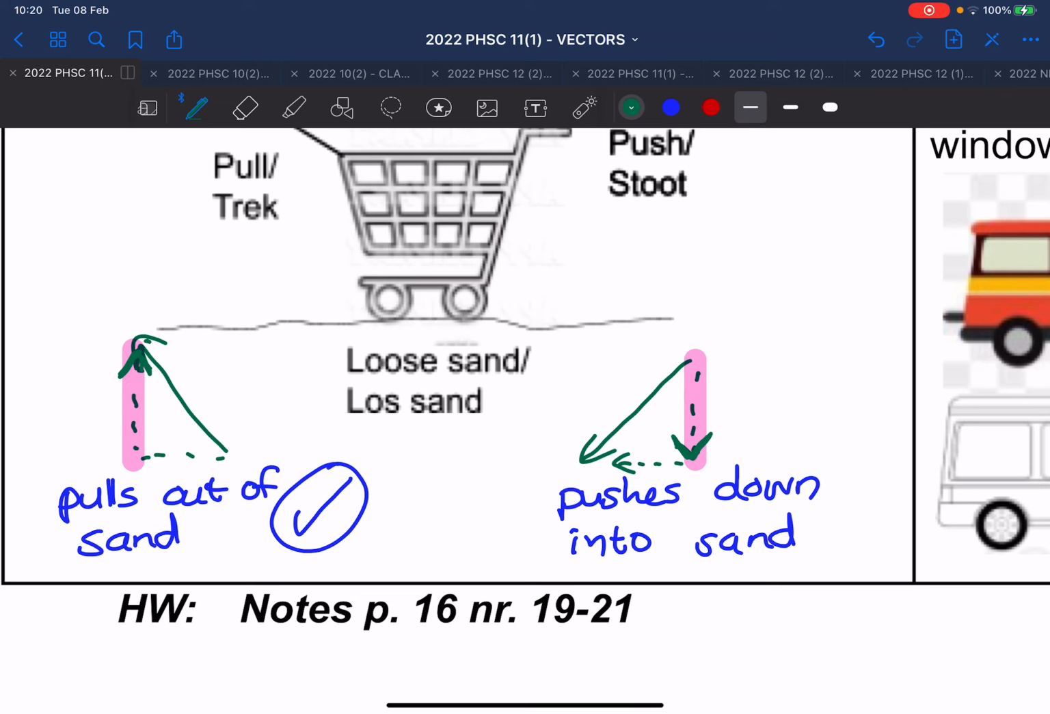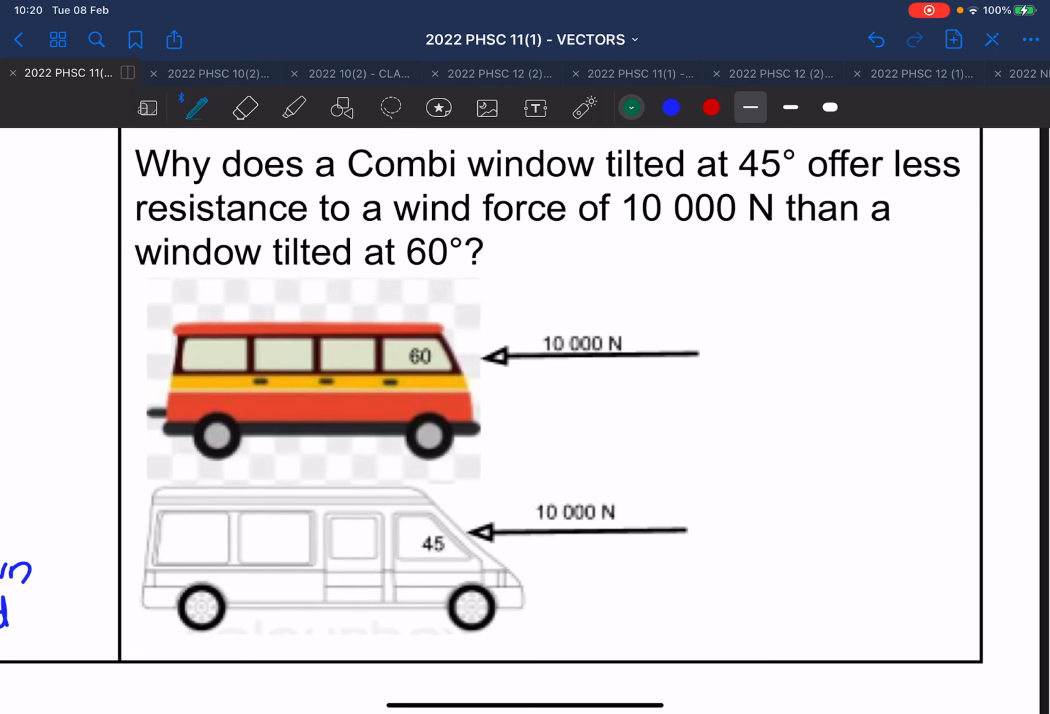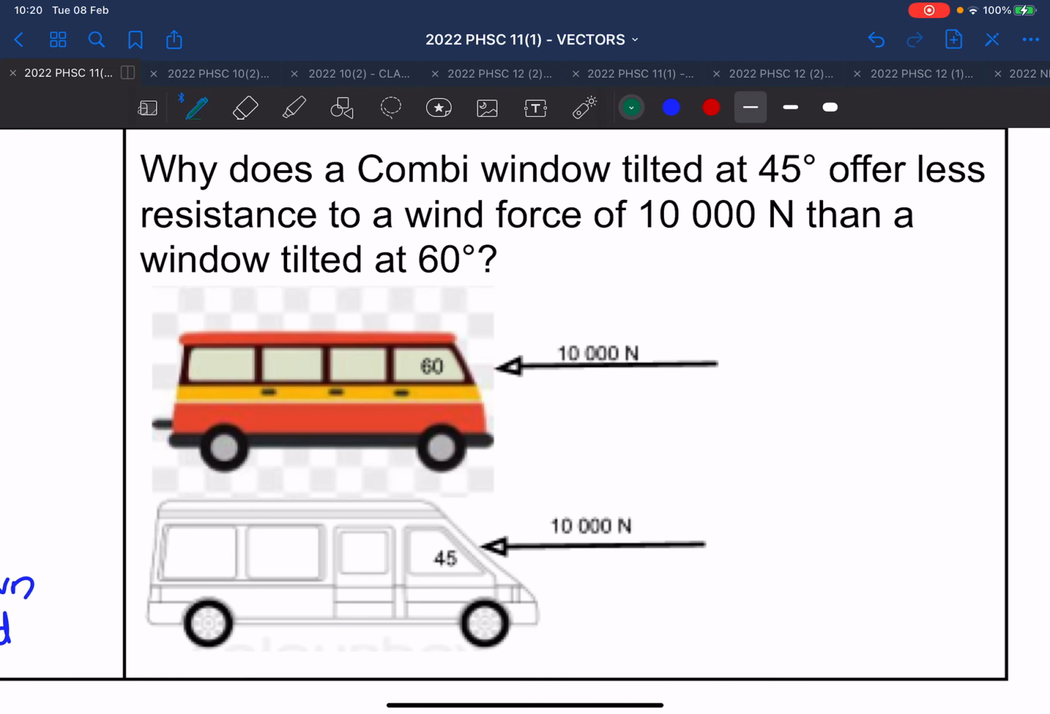Next one. Gone. They say, why does a combi window tilted at 45 degrees offer less resistance to a wind force than a window tilted at 60 degrees?